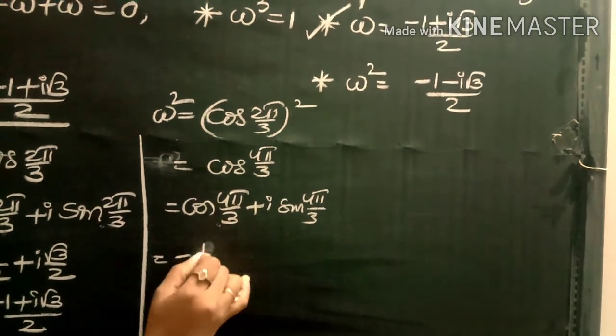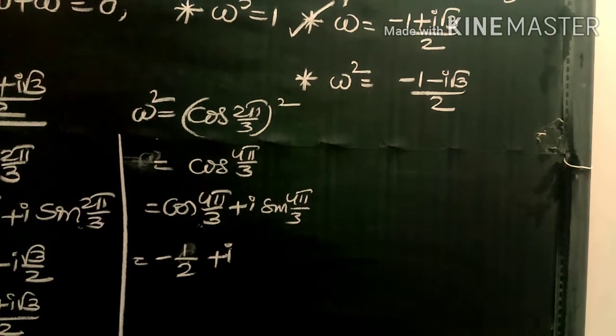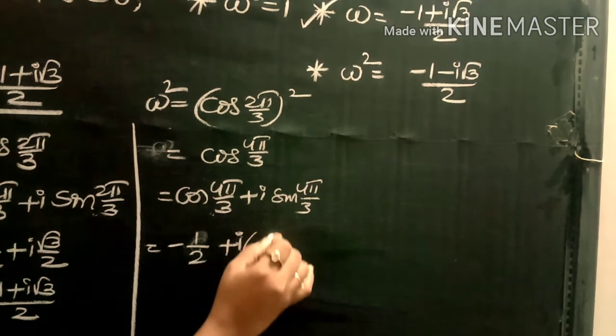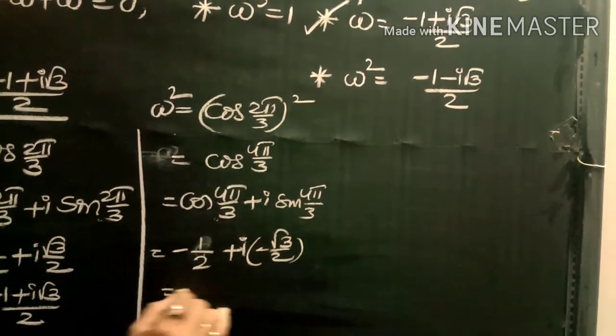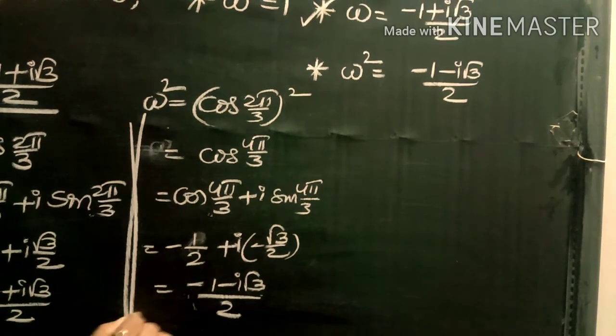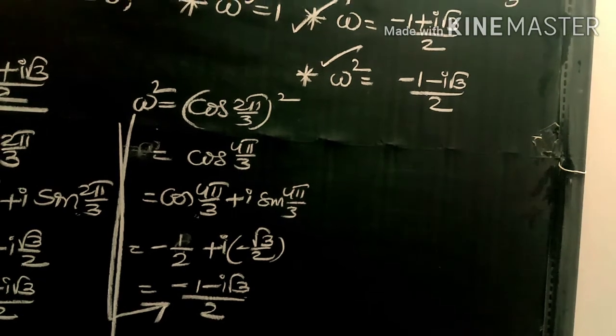That is minus cos 60, minus 1 by 2, plus i into sin 240. Sin 240 is equal to sin 180 plus 60. Again third quadrant, sin negative, so it gives the value minus root 3 by 2. That is minus 1 minus i root 3 by 2, which is the value of omega square. So omega square is equal to minus 1 minus i root 3 by 2.